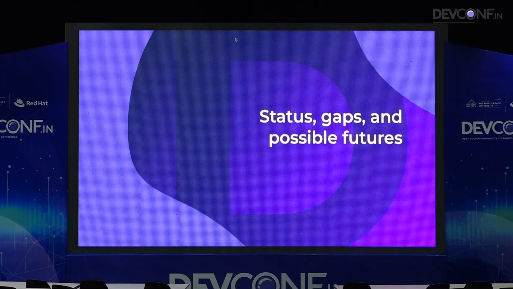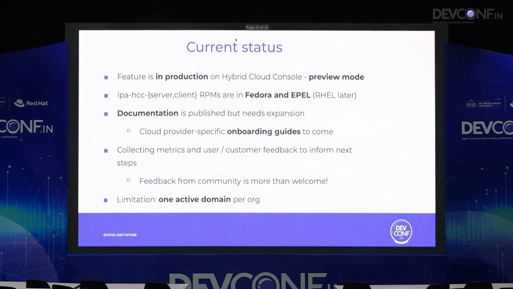So at the end, we'll talk about what's the current state of this project, what are different gaps, and what would be coming next. So in current state, it's in production, but it's in preview mode. We have different packages. As you have seen, it's in Fedora and EPEL, but we would like to have it in RHEL. We have documentation, but it still needs some polishing, and we are still writing more information so that it's much better.